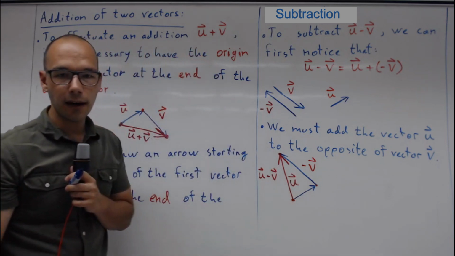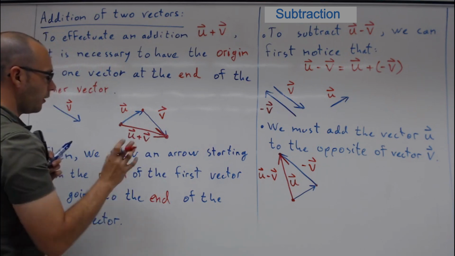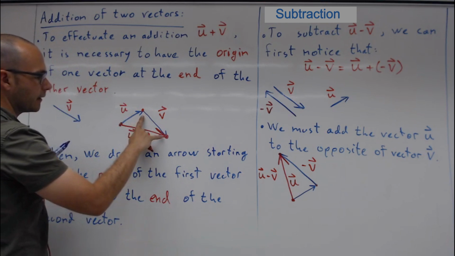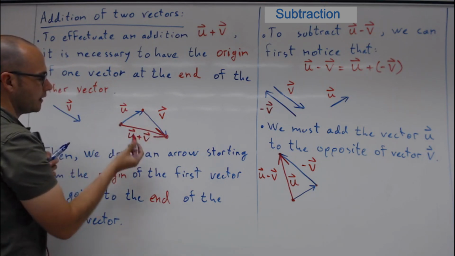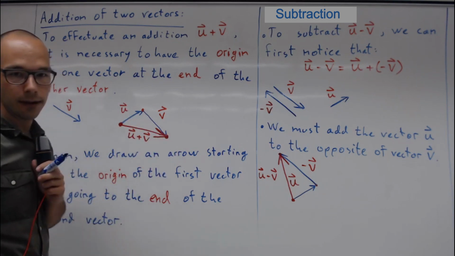So that's how you subtract and add vectors. You always start with the first vector and then you put the second vector at the end of the first vector, and the resulting vector always goes from the start point to the end point. That's it.